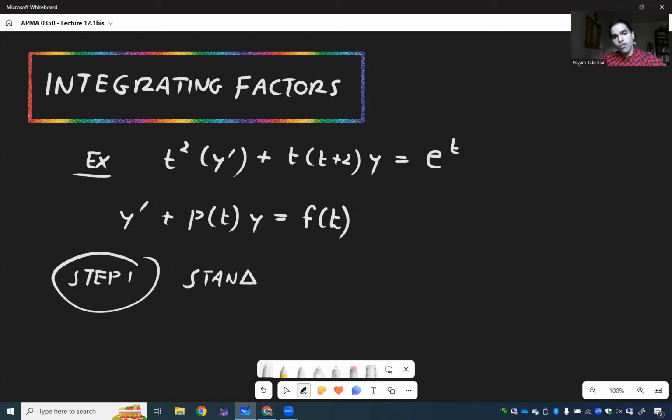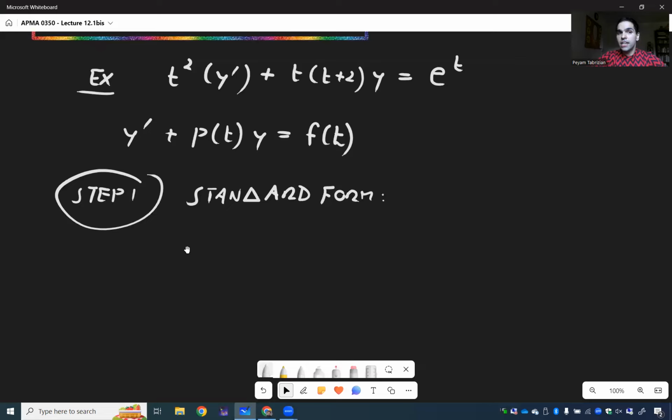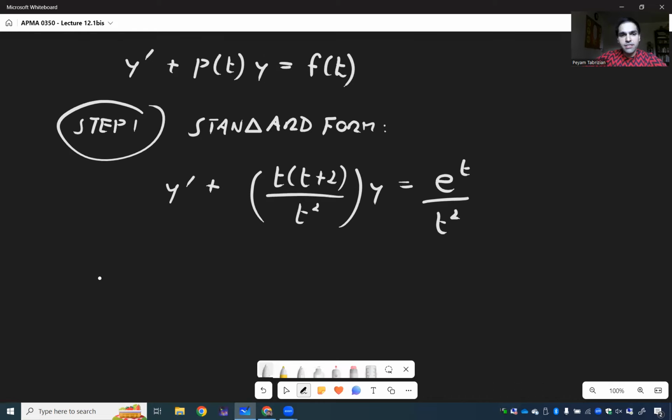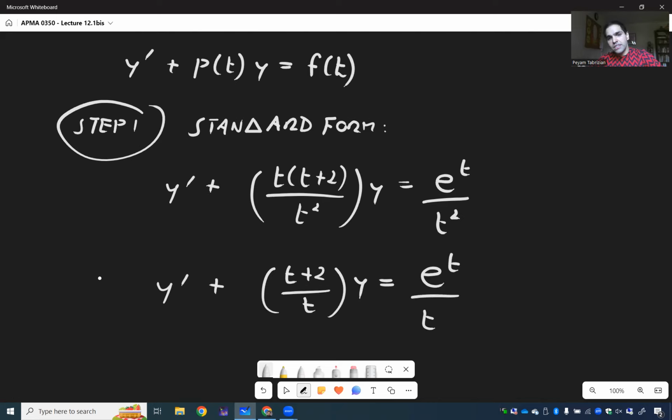Meaning that the coefficient of y prime has to be 1. And we can do that simply by dividing by t squared. So y prime plus t times (t plus 2) over t squared, y equals e to the t over t squared, which simplifies to y prime plus (t plus 2) over t, y equals e to the t over t squared. So this thing here, that's your p of t.